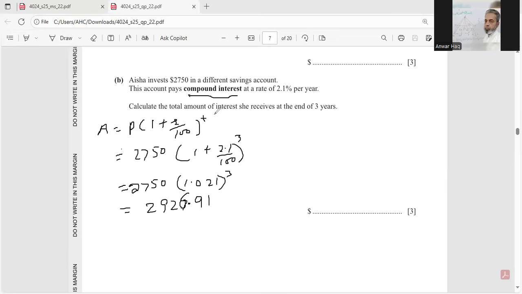For interest, he's asking for interest. So I is equal to 2926.91 minus 2750. So 176, interest is 176.91 or 177. Okay, the next question.